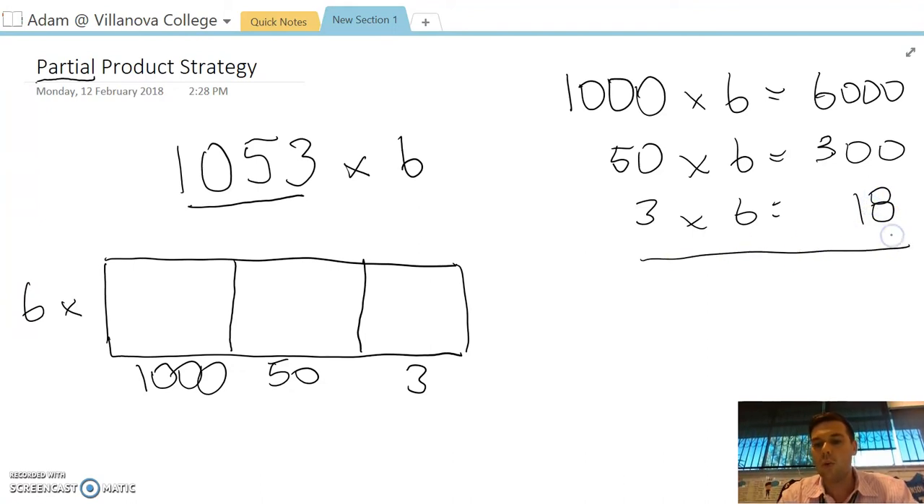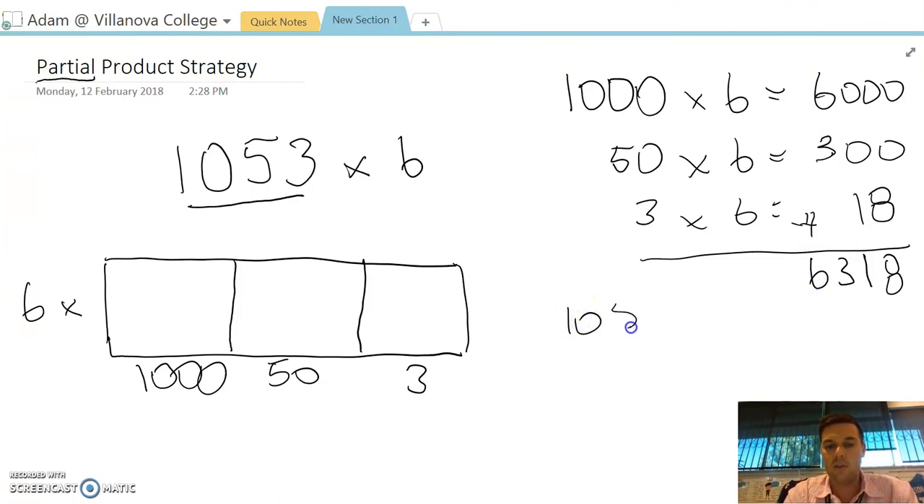Now, if we add all those numbers up together, we can do that. We get 8, 1 plus 0 equals 1, 3 plus 0 equals 3, and 6 plus nothing equals 6. So 1,053 times 6 equals 6,318.